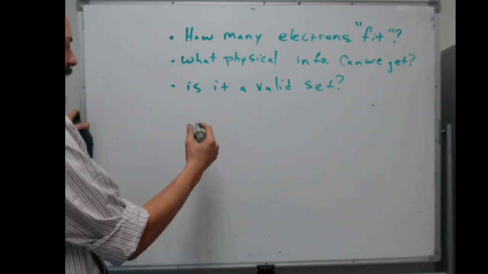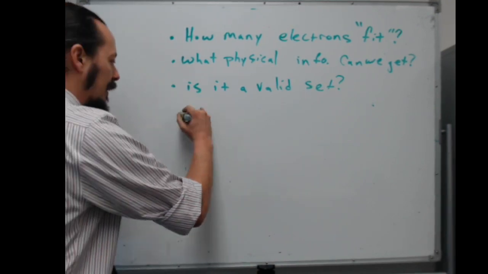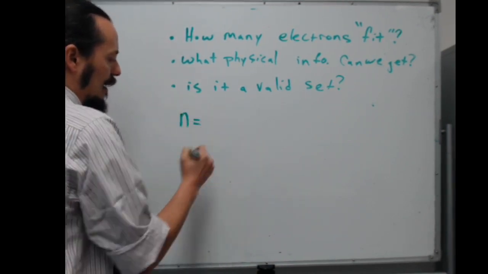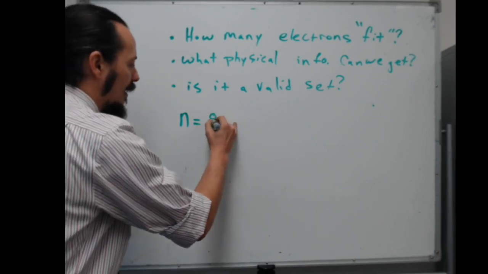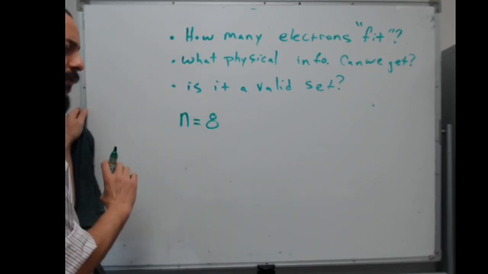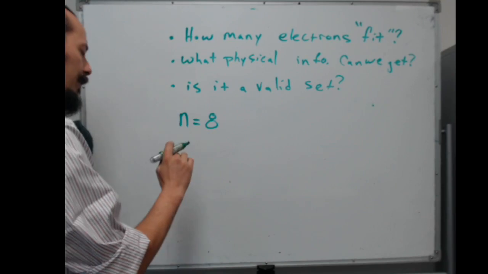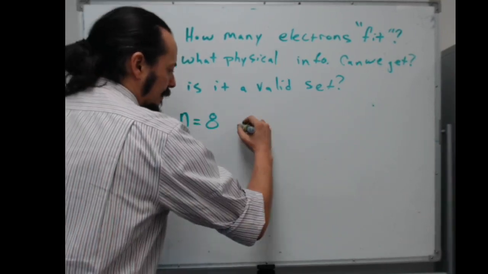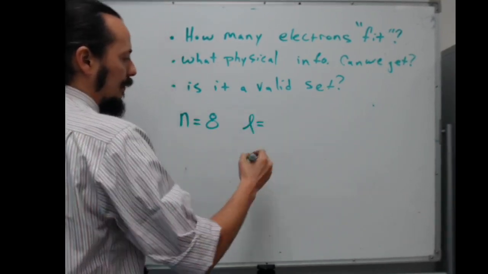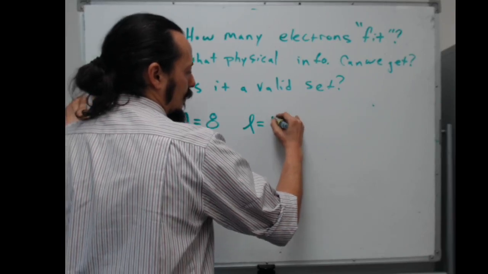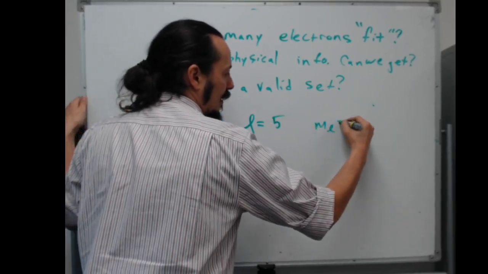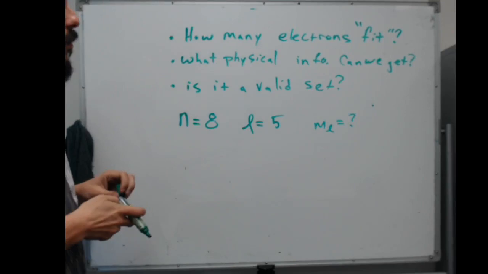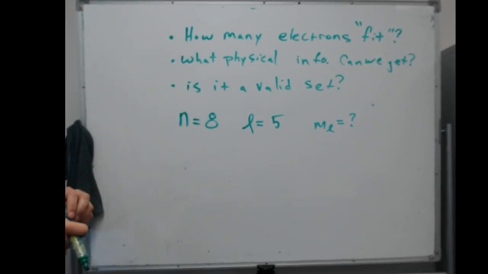Let's just pick a random set of numbers and see if we can figure it out. So let's try something weird. N equals 8. This is outside of what we usually do in chemistry because we're a little bit high. N equals 8, L equals 5, M sub L equals question mark. What are the possible M sub L values in this case? And how many electrons could you specify with those M sub L's?